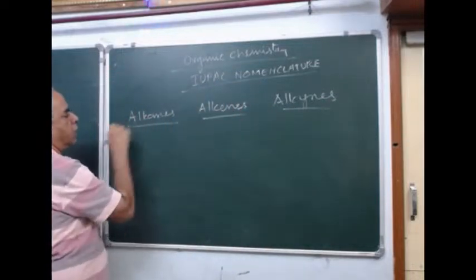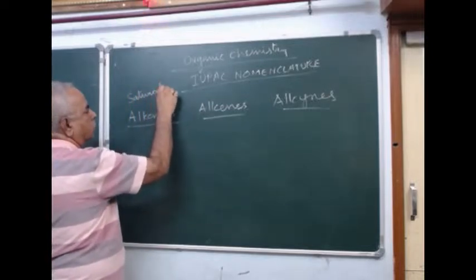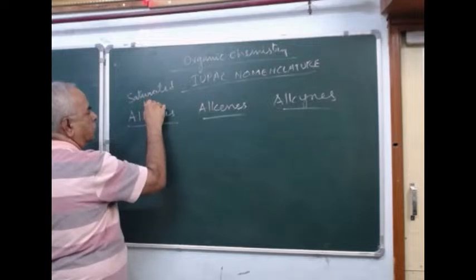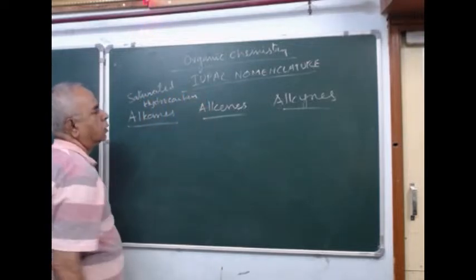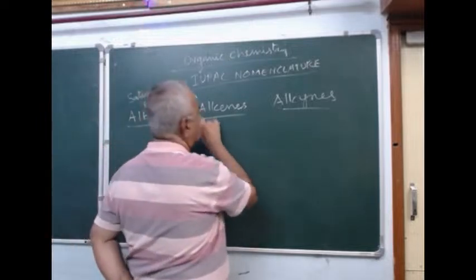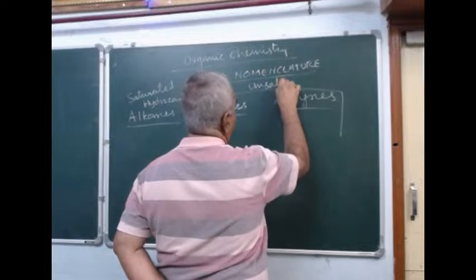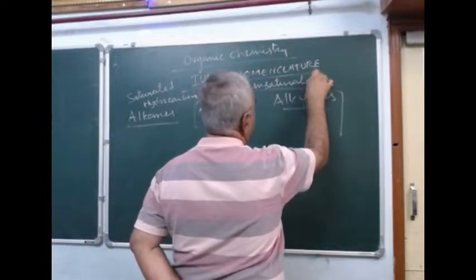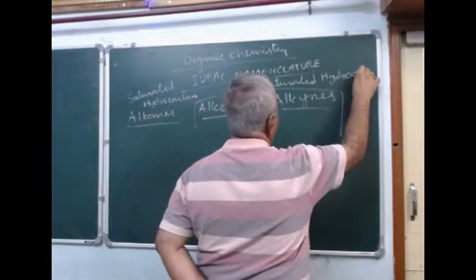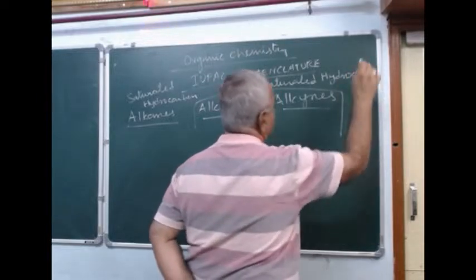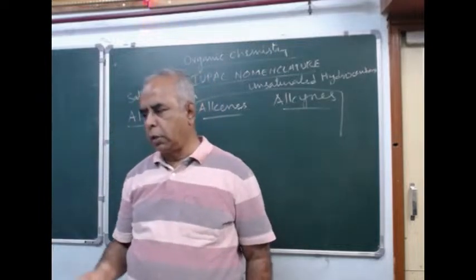So these alkanes are called saturated hydrocarbons. Write down: saturated hydrocarbon. And alkenes and alkynes are called unsaturated hydrocarbons. Okay? So one of you can come forward as a volunteer to write on the board.